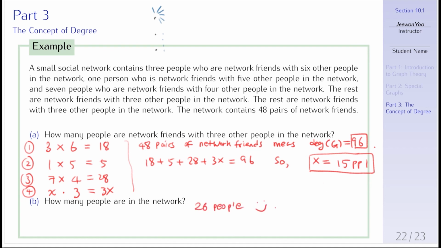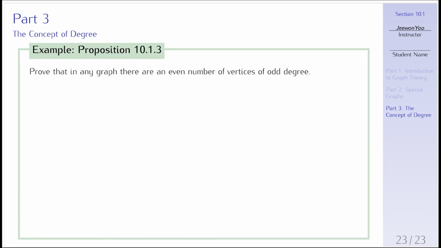Okay, let's do one last thing for this section 10.1. Alright, here's the last statement that we're going to prove in this section 10.1. The statement is: prove that in any graph there are an even number of vertices of odd degree. Let's just set up the situation.